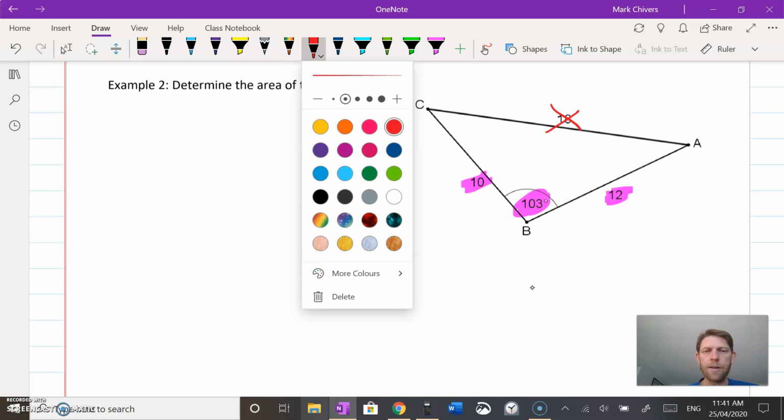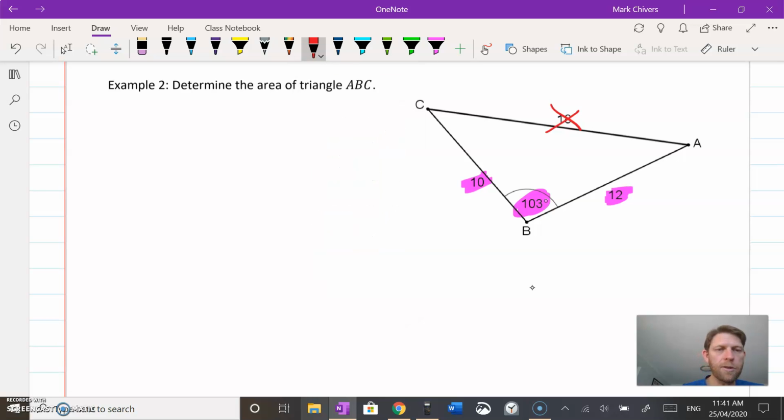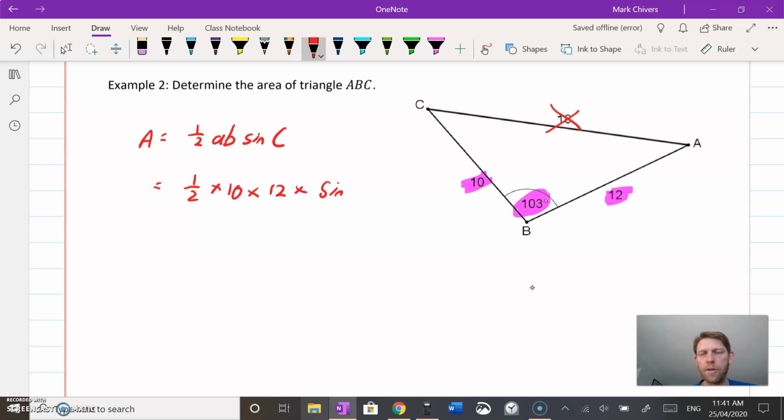As we have a crack at this one, we use that formula. The area equals a half AB sine C. So that's going to be a half. Once again, it doesn't matter which one you call A and which one you call B. 10 times 12, those are your lengths. And whatever follows a trig ratio is always an angle. It's always degrees. So that's 103 degrees.